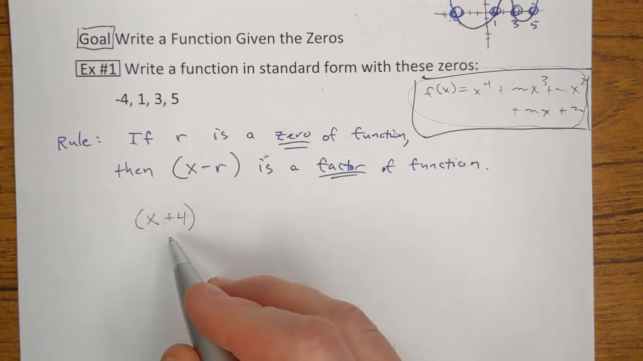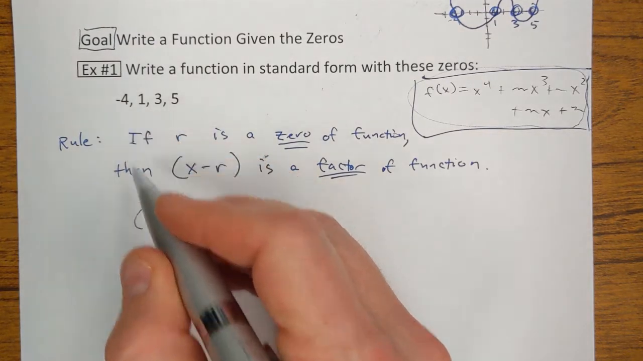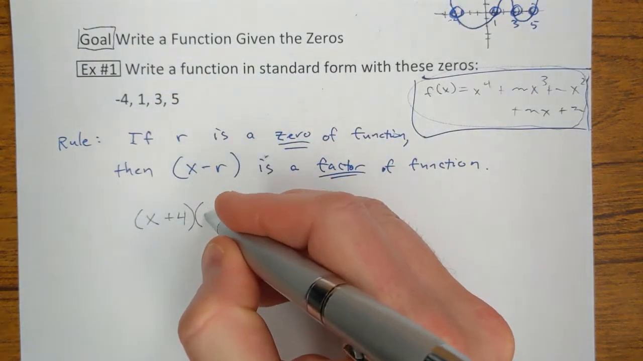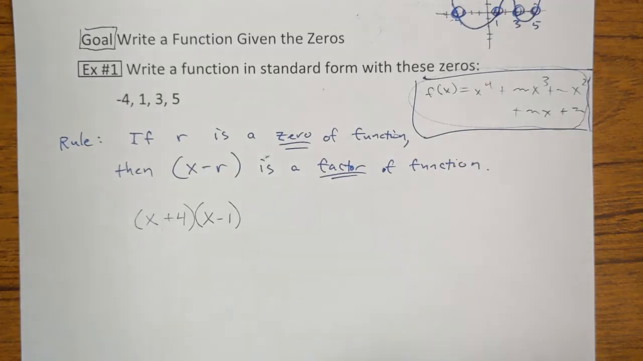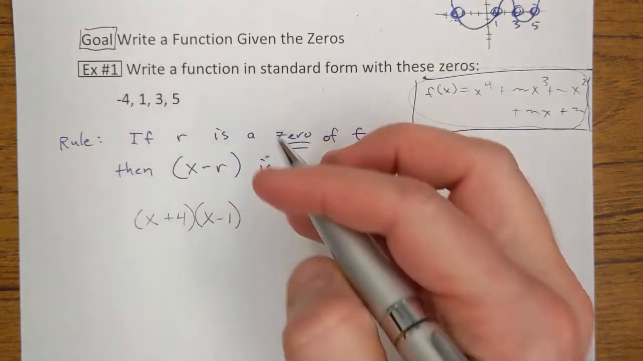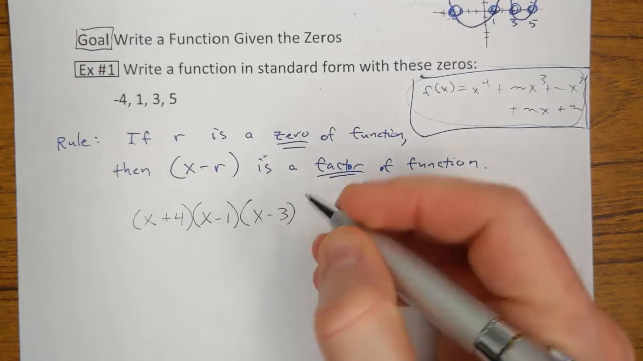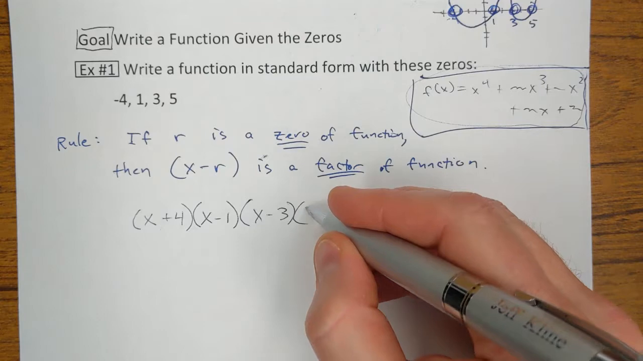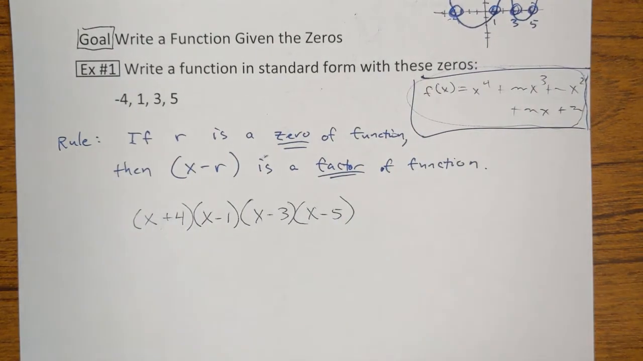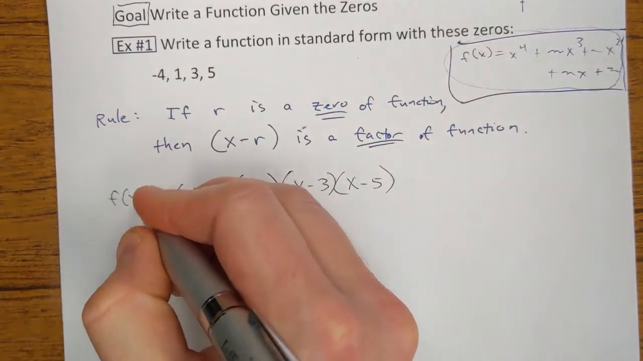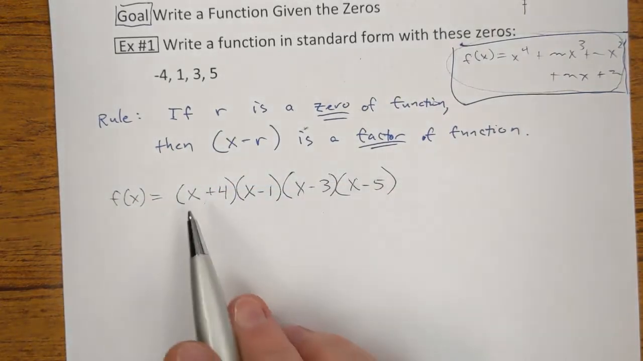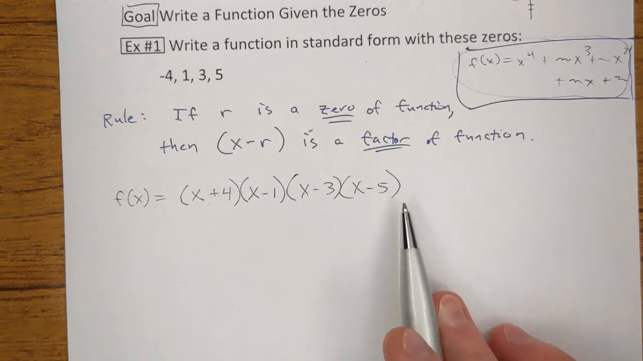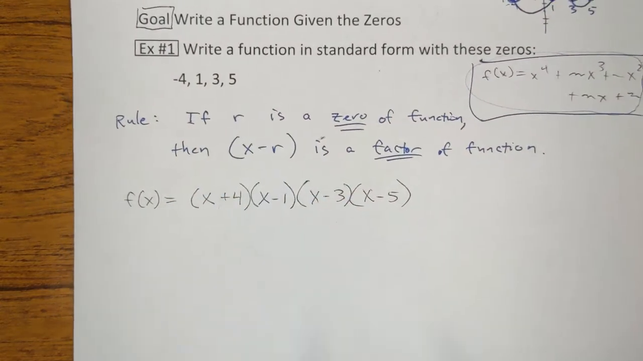I know that x plus 4 is a factor of the function if -4 is a zero. Likewise, if 1 is a zero of a function, I know x minus 1 is one of its factors. If 3 is a zero, I can say x minus 3 is one of its factors, and the same with 5. If 5 is a zero, then x minus 5 is one of its factors. What this means is we could write a function now. If I could find the function that has all 4 of these factors, then it's guaranteed that function would contain all 4 of these zeros.